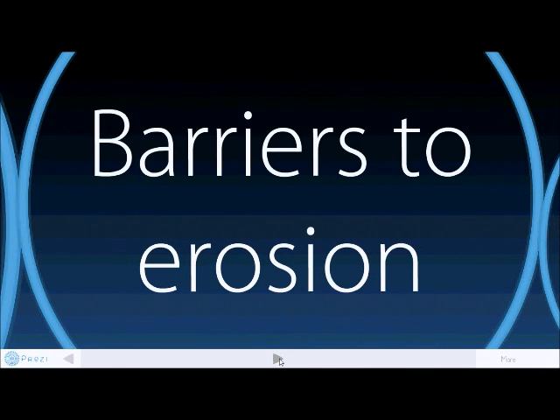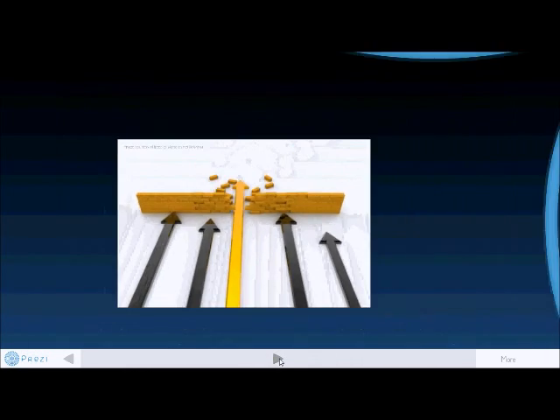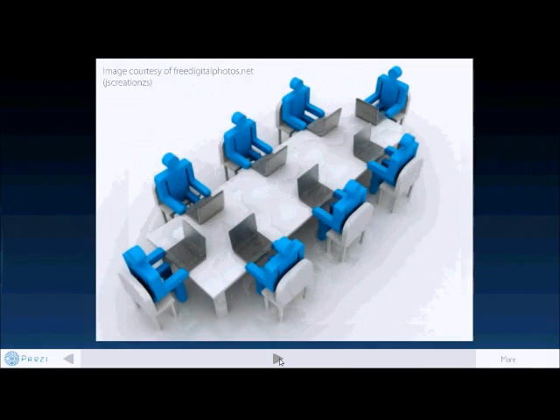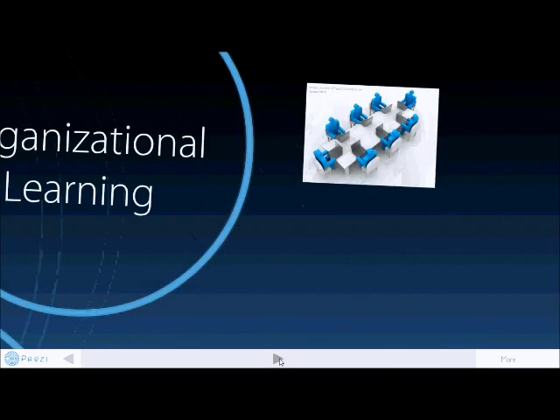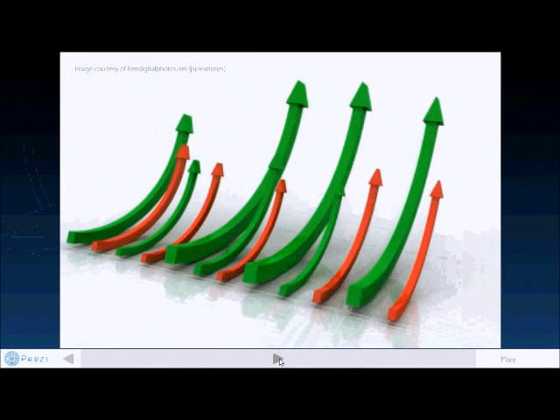Barriers to erosion is referred to as the successful creation of impediments to replication of the strategy of competitors. Two fundamental dynamic processes contribute to reinforce barriers to erosion: organizational learning and asset stock accumulation. Organizational learning is known as the organization-wide continuous process that enhances its collective ability to accept, make sense of, and respond to internal and external change. Asset stock accumulation is defined as the process by which a firm accrues or builds up a resource over time as a result of consistent pattern of resource flows.